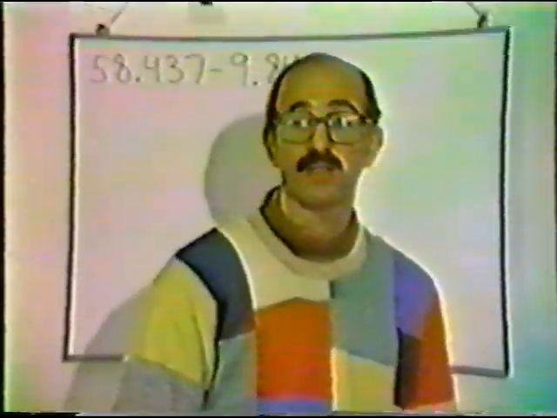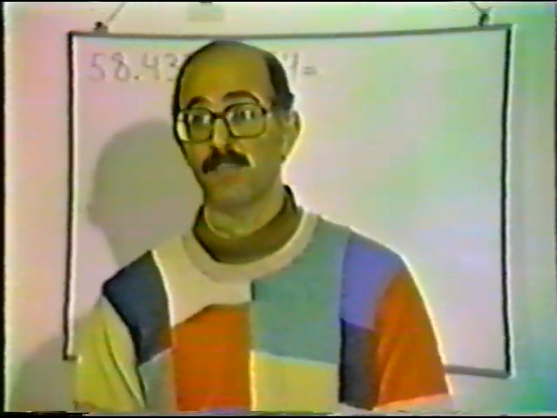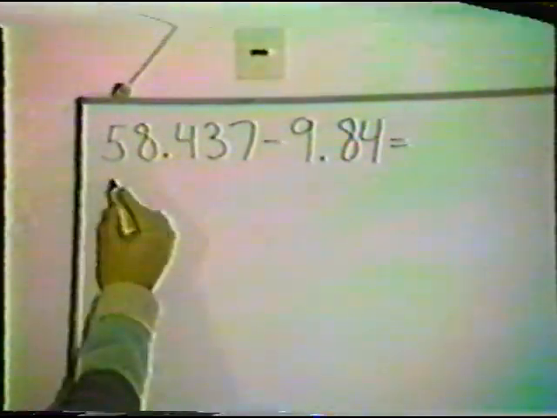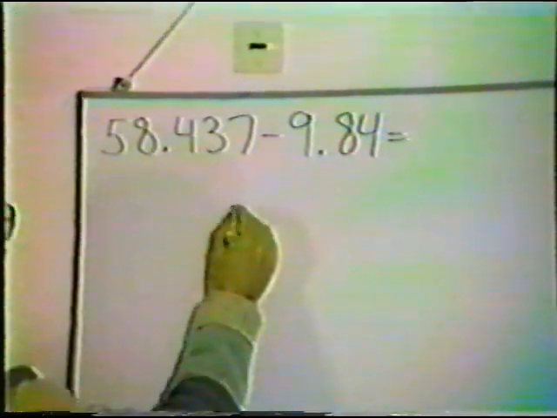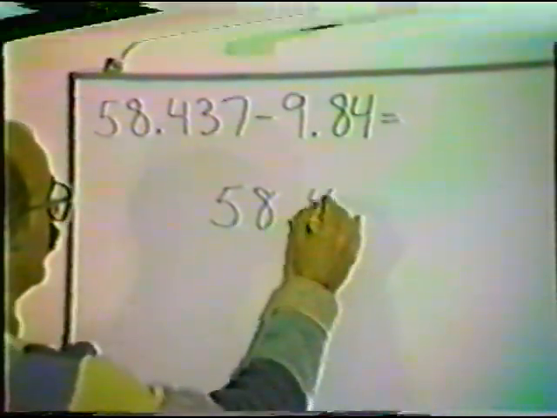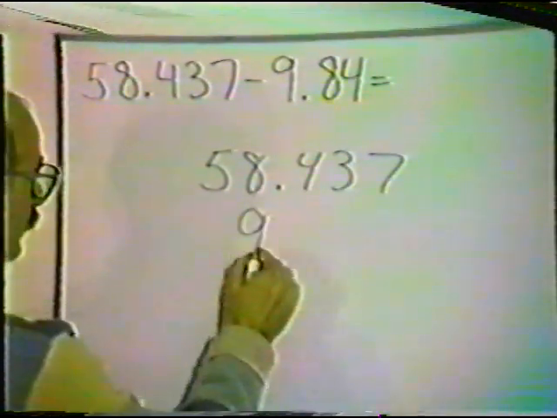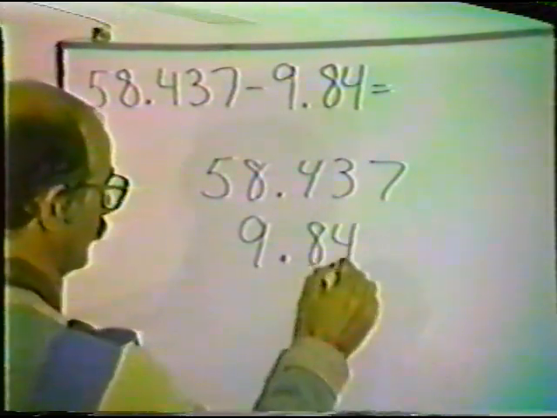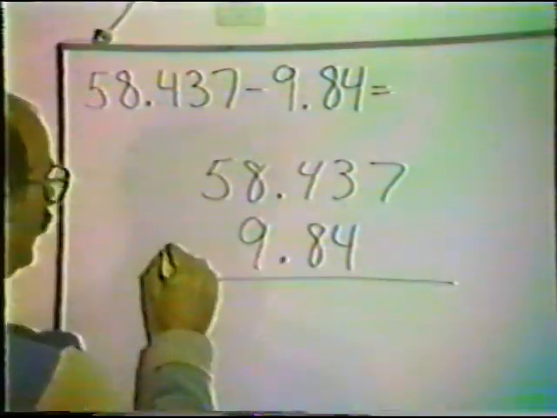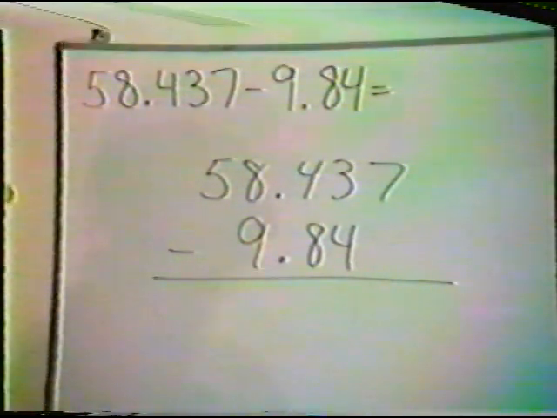And now we're ready for subtracting decimals. Just like when adding decimals, you have to rewrite the problem and make sure that the decimal points are lined up and that each number is in its proper column. Please read me the first number. 58 and 437 thousandths. And the second number. 9 and 84 hundredths. And that's the way it looks.